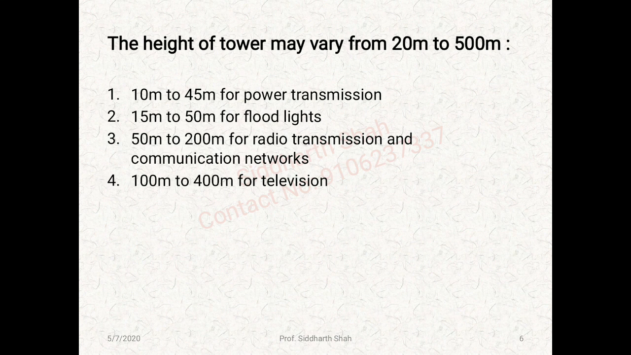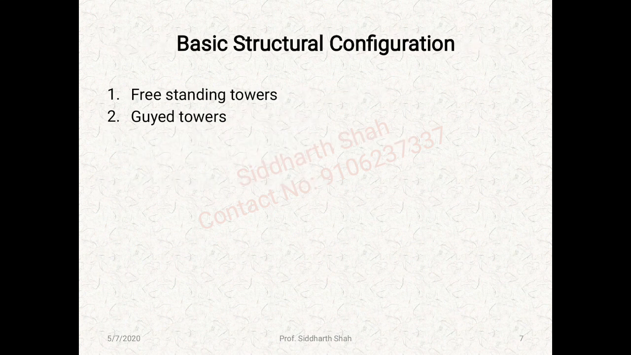So first, if you want to construct the power transmission, then you can take the height between 10 meter to 45 meter. If you want to construct the floodlights, then you have to take the height of that floodlight pole, 15 meter to 50 meter. For radio transmission and communication network, it will be 50 to 200 meter. Then for television, it is 100 to 400 meter. Now, basic structural configuration, there are two types: freestanding towers and guyed towers.